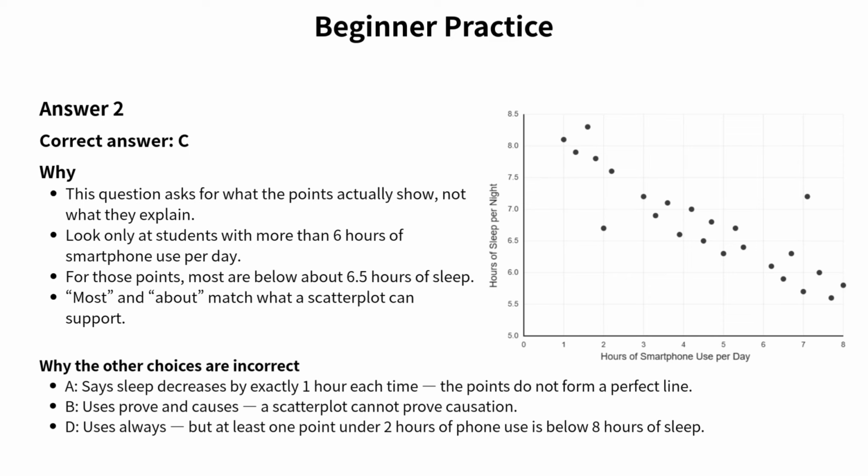Choice B says the data prove smartphone use causes less sleep. A scatterplot cannot prove cause and effect. And choice D uses the word always, but you can see at least one student under 2 hours of phone use sleeping less than 8 hours, so that statement fails. So the key takeaway is simple. On the SAT, pick the choice with wording that matches the graph, most and about, not exactly, prove, or always.